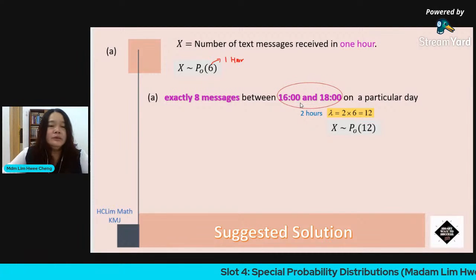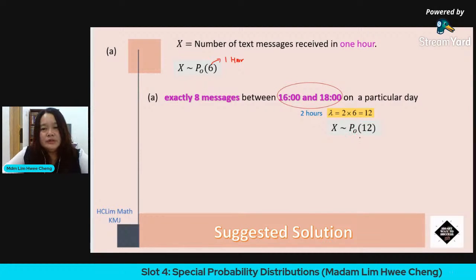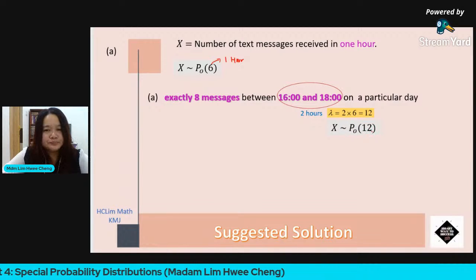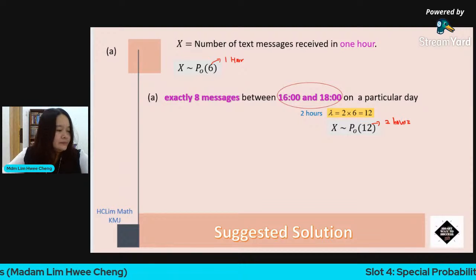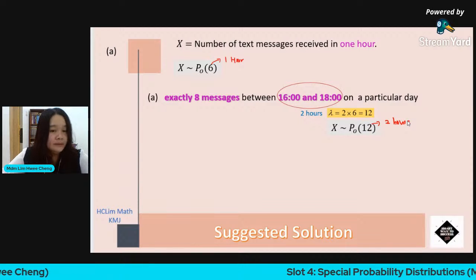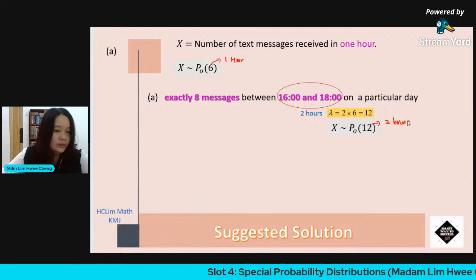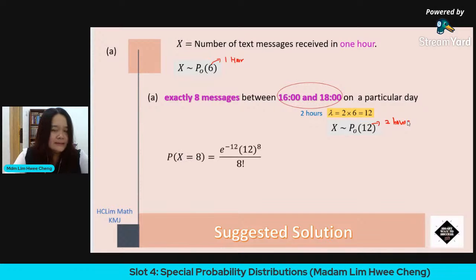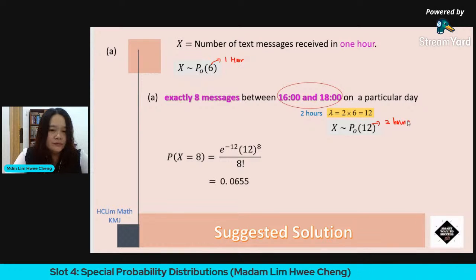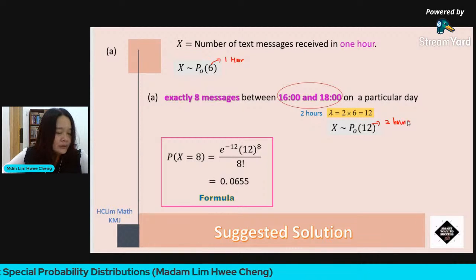So we have the new Poisson distribution is the interval time of 12. Because ini adalah for 2 hours. So exactly 8, sorry. So if you calculate, so you will get 0.60655.